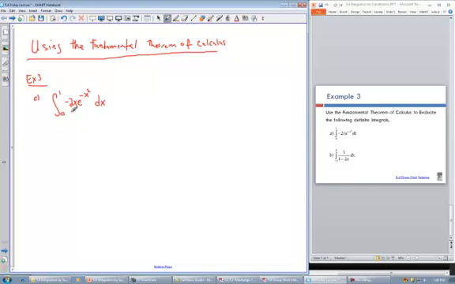And this is not one of our 4 types. It's not a constant. It's not just a power of x. It's not just e to the x, and it's not 1 over x. So we can't integrate it. So we have to use substitution.